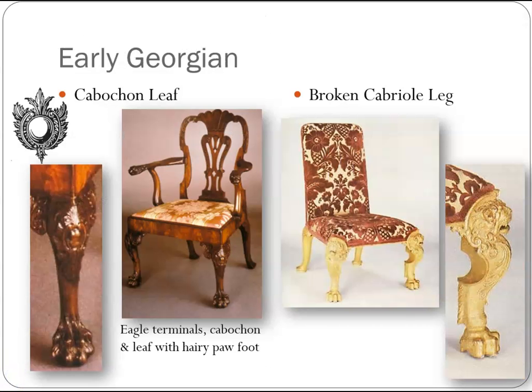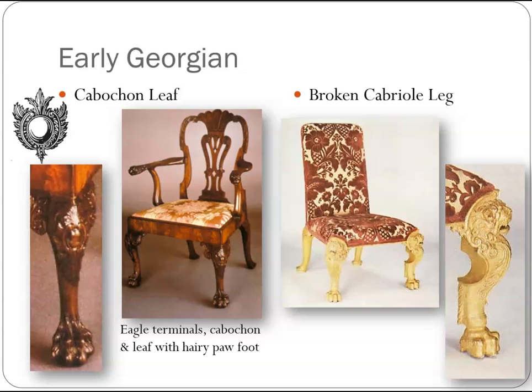In the early Georgian style, we often see something called a cabochon. A cabochon is a circular element, and we will also see it kind of surrounded by a leaf motif. In the design on the left, we're seeing the cabochon right here on the knee part of the leg. And then we see the hairy paw foot.